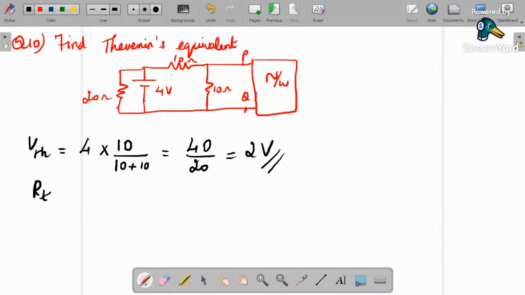Similarly, what about R Thevenin? Yes, 2 volt and 5 ohms. Very good. So R Thevenin is going to be 10 ohm in parallel with 10 ohm, so it is going to be 5 ohms.